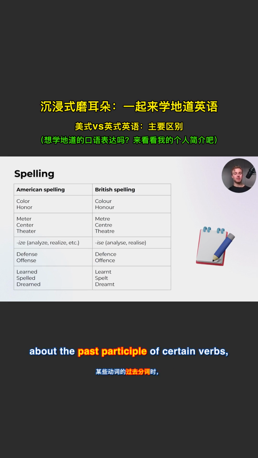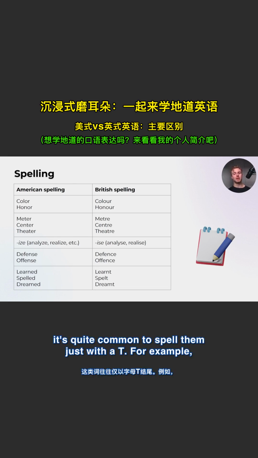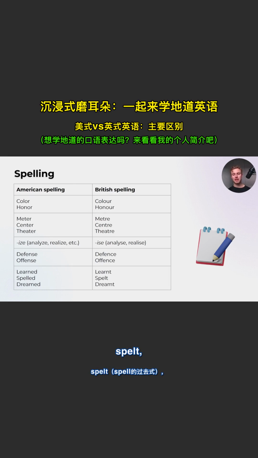When we talk about the past participle of certain verbs, in American English, they might spell them with ED. For example, learned, spelled, or dreamed. But in British English, it's quite common to spell them just with a T. For example, learnt, spelt, or dreamt.